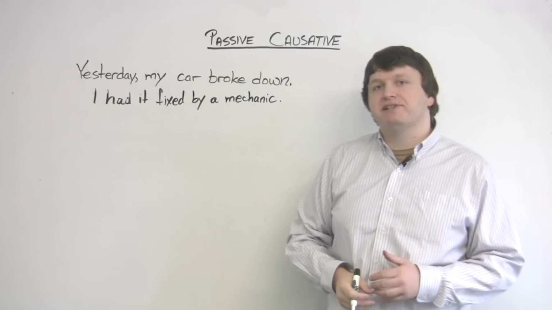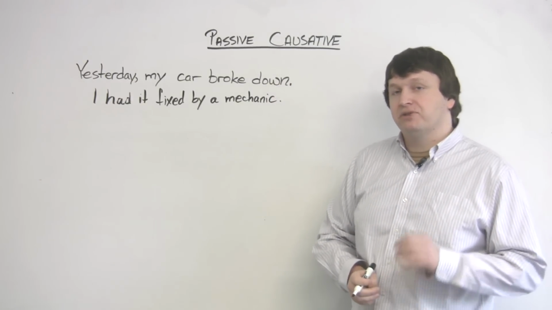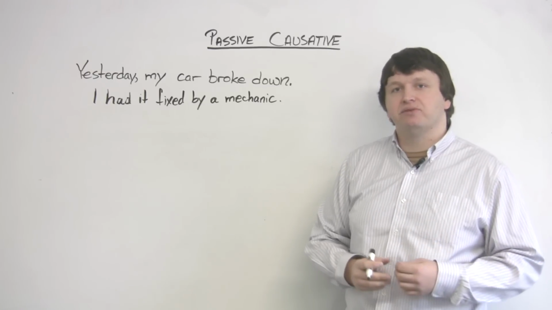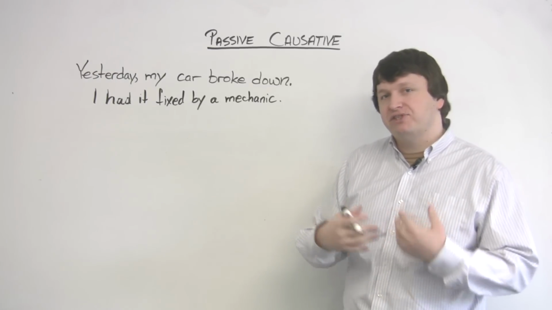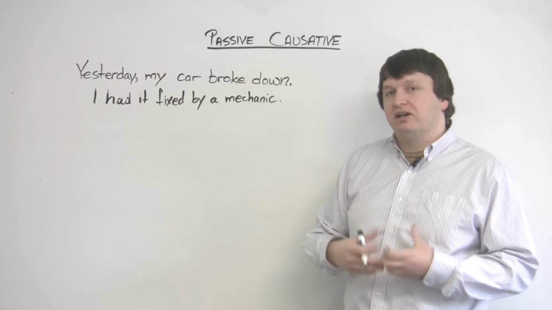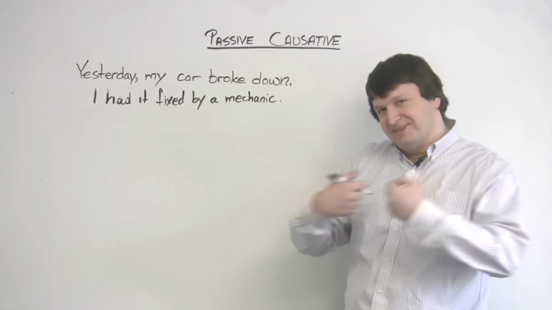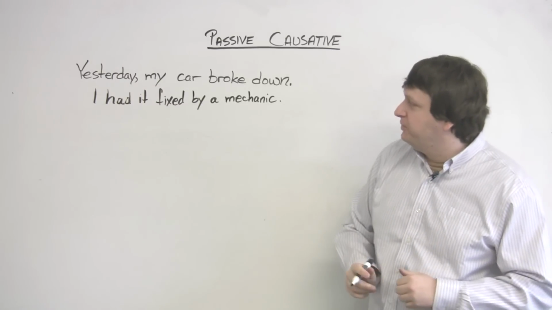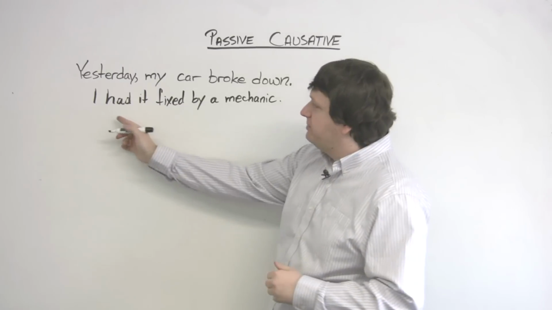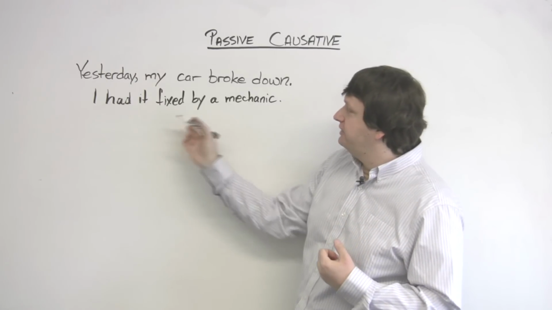Okay, now this gives us a better idea of what the passive causative actually is. So remember, a passive sentence is one where the subject isn't really doing the action, he's kind of receiving the action, okay? Causative means you're causing the action, so it's kind of contrary to each other, but we're going to work it out. So for example, let's look at the structure of the passive causative itself and we can better understand it. So I had it fixed by a mechanic.